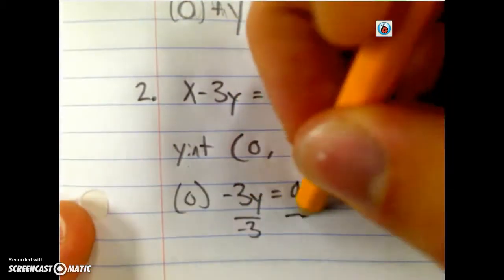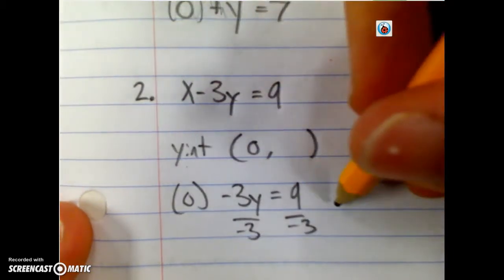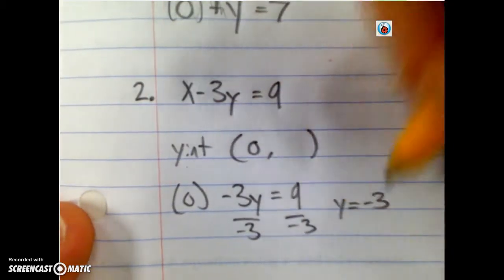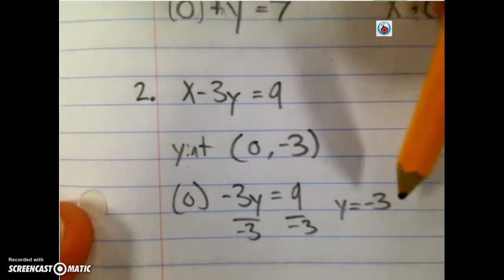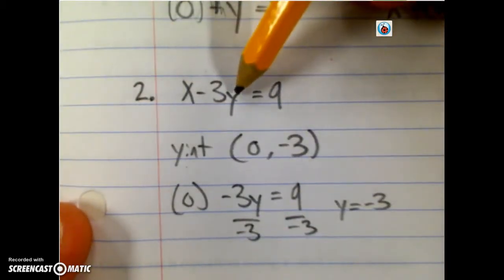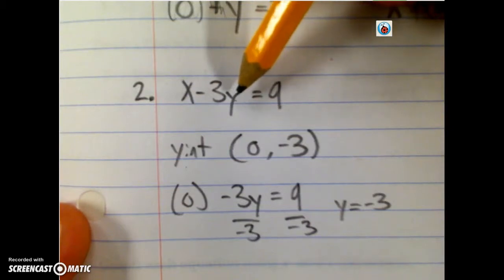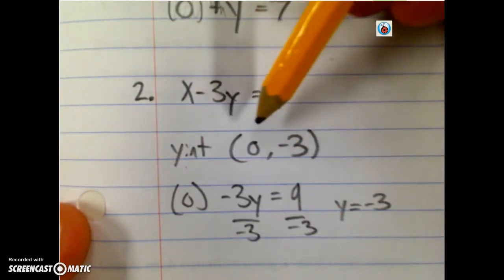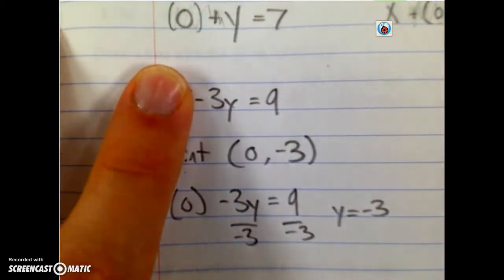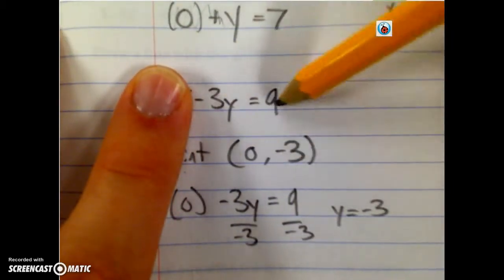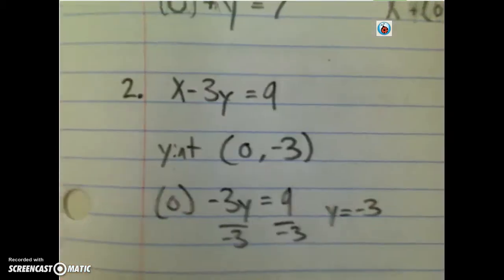We'll go up here and divide both sides by that -3. Alright, so I get that y is equal. Right, and we can check this by taking this number, plugging it back in for y into our equation, to see if we get it, or this coordinate point rather. So if x is 0, it's just gone. Alright, and then we have -3 times -3 does give me a positive 9.